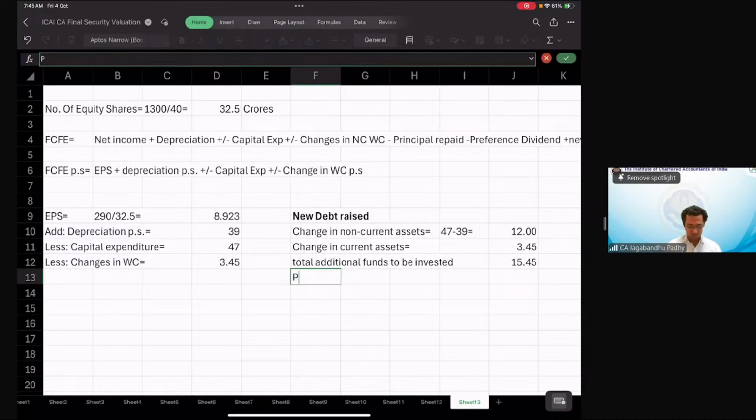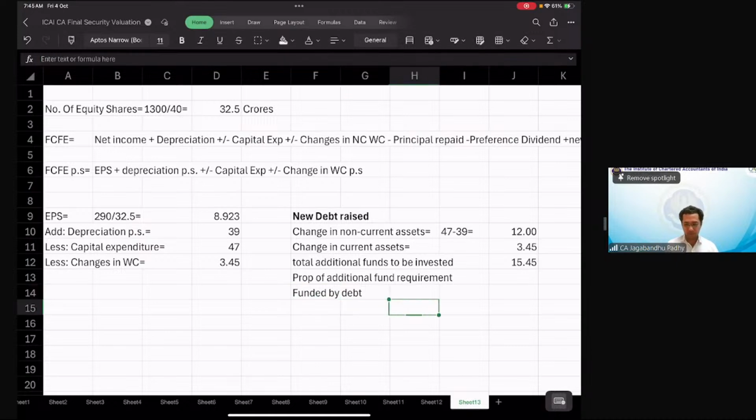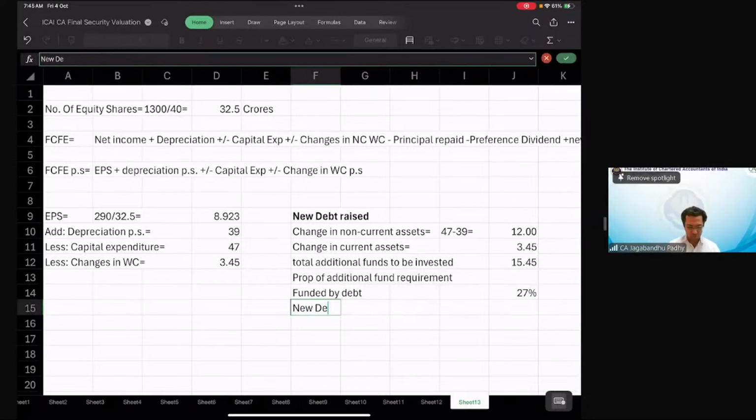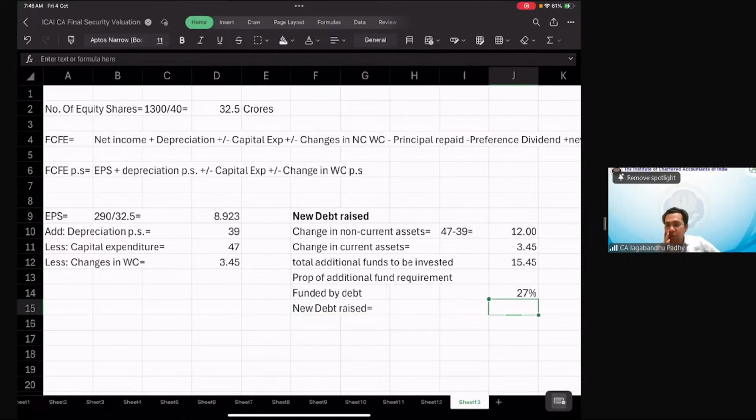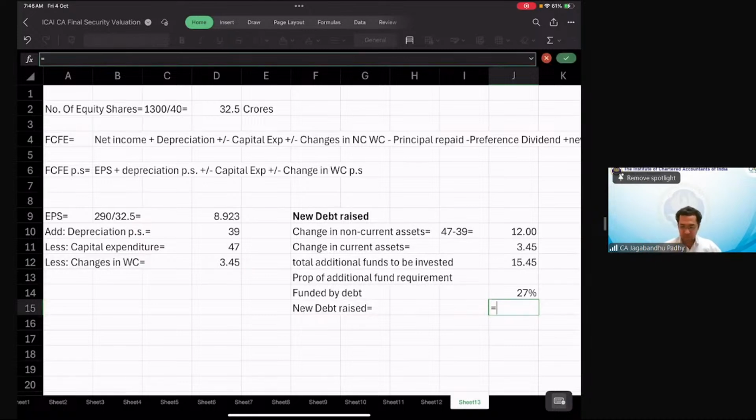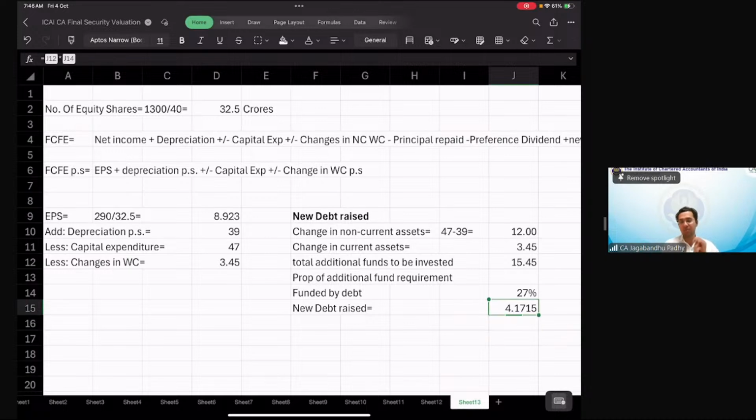27%, right? So proportion of additional fund requirement funded by debt. Can I say funded by debt? It is 27%. So can you tell me what will be the amount of new debt raised? Can I say it will be 15.45 multiplied by 27%, which is 4.1715. This will be the new debt that is going to be raised.